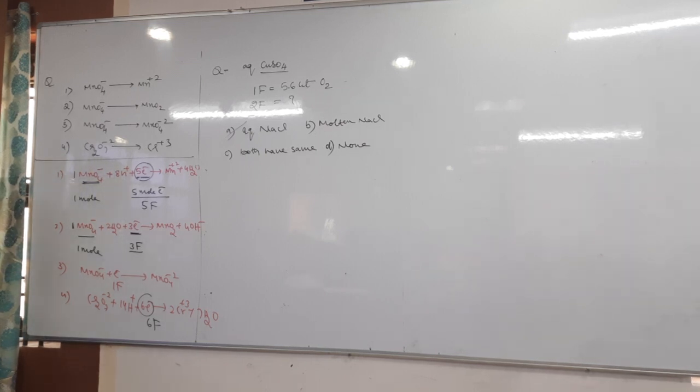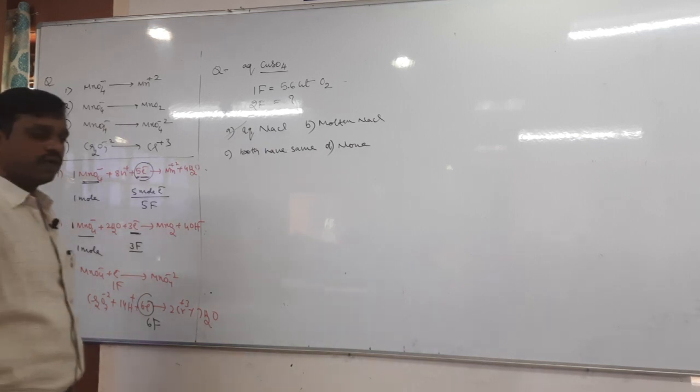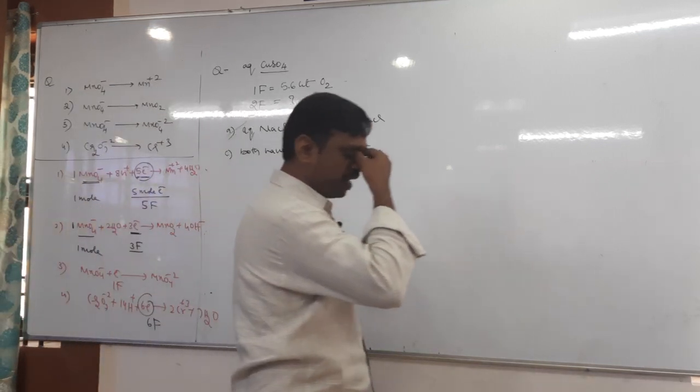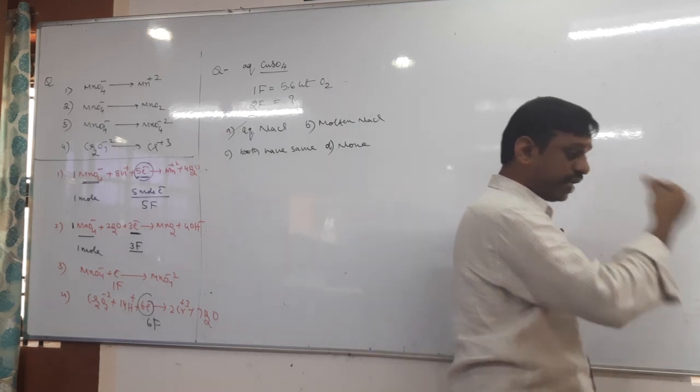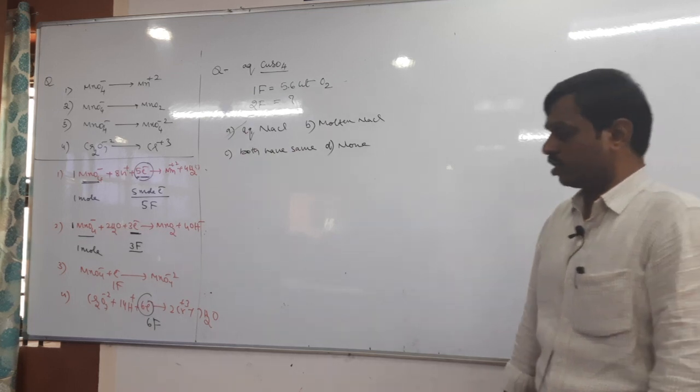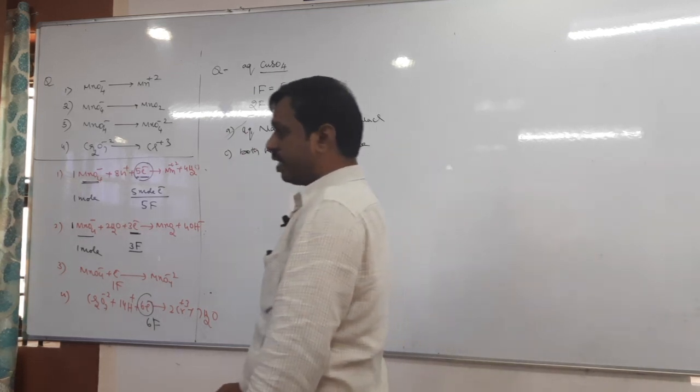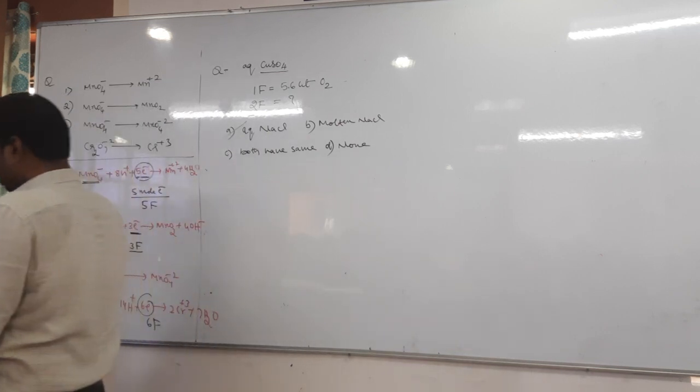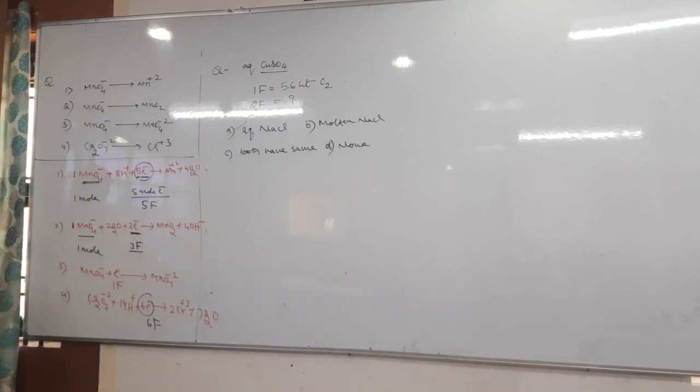What is the volume of hydrogen and oxygen liberated at cathode and anode respectively by passing 1 Faraday of electric current?